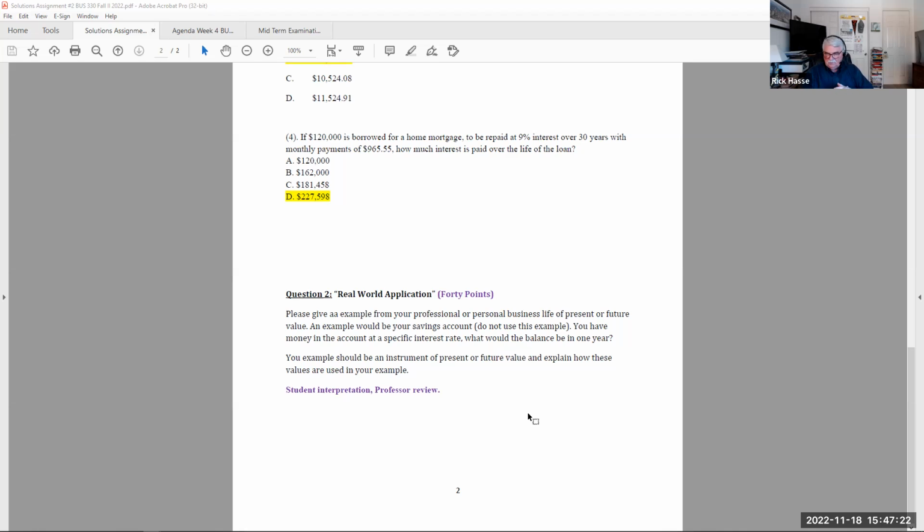And the last question, question 2, I was looking for some real world application of the time value of money, and I was naturally being specific about telling me how you calculated that information. How did you show me how that was an example of future and present value? 40 points for that question.